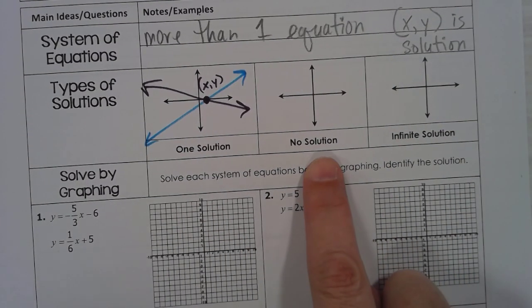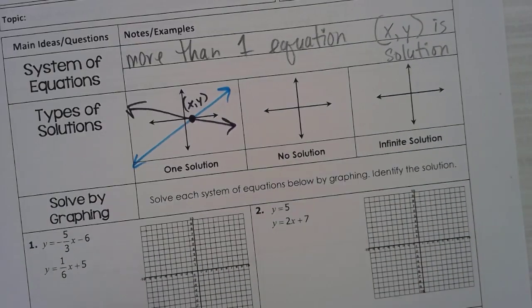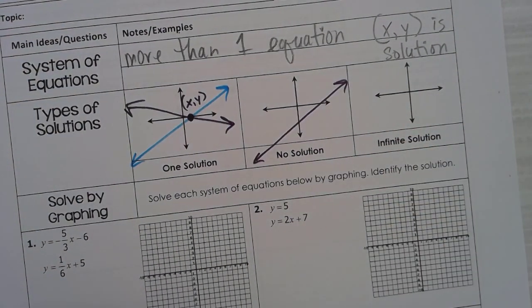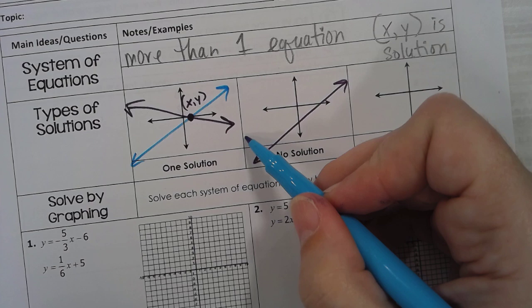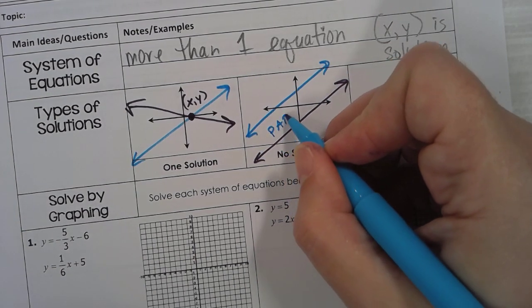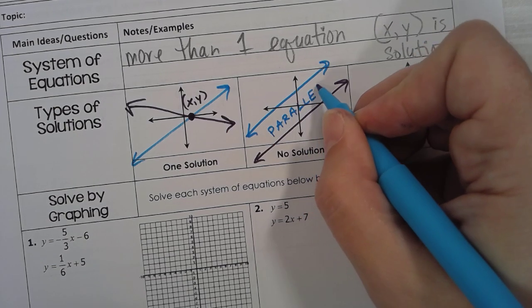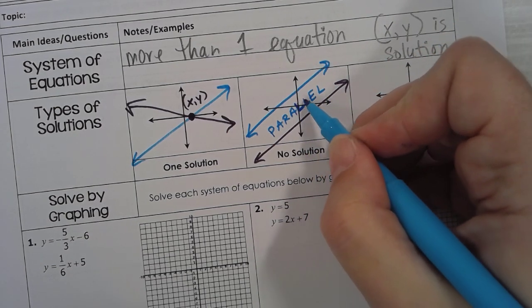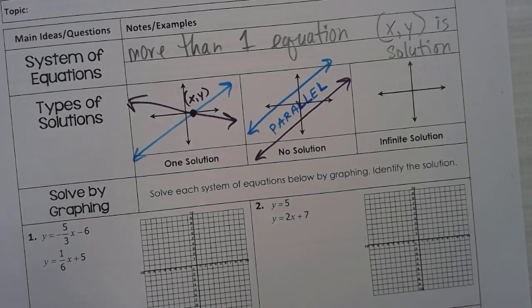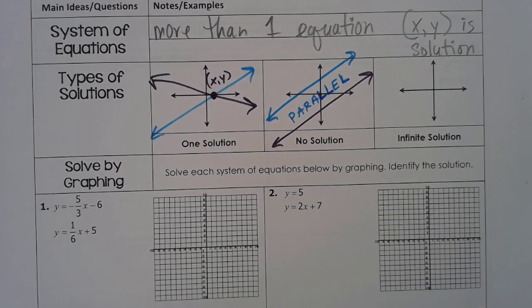What is it going to look like if we have no solution? Think about our warm-up. They're never going to touch, so we call them, what kind of lines never touch? Parallel. If the two lines are parallel, they will never ever touch. So if you graph that, or if you solve and recognize that these are parallel lines, you would just write no solution.